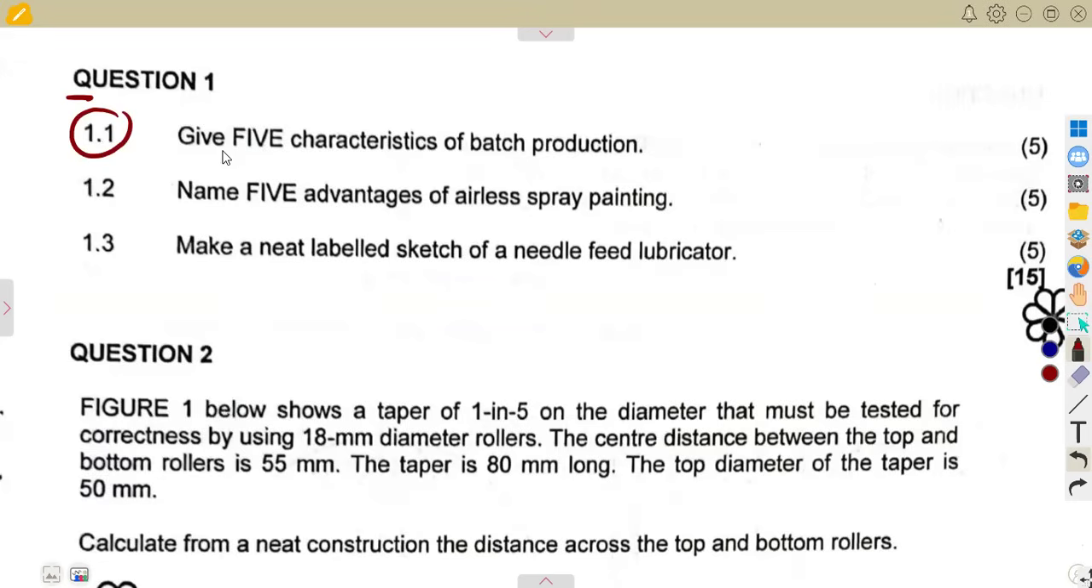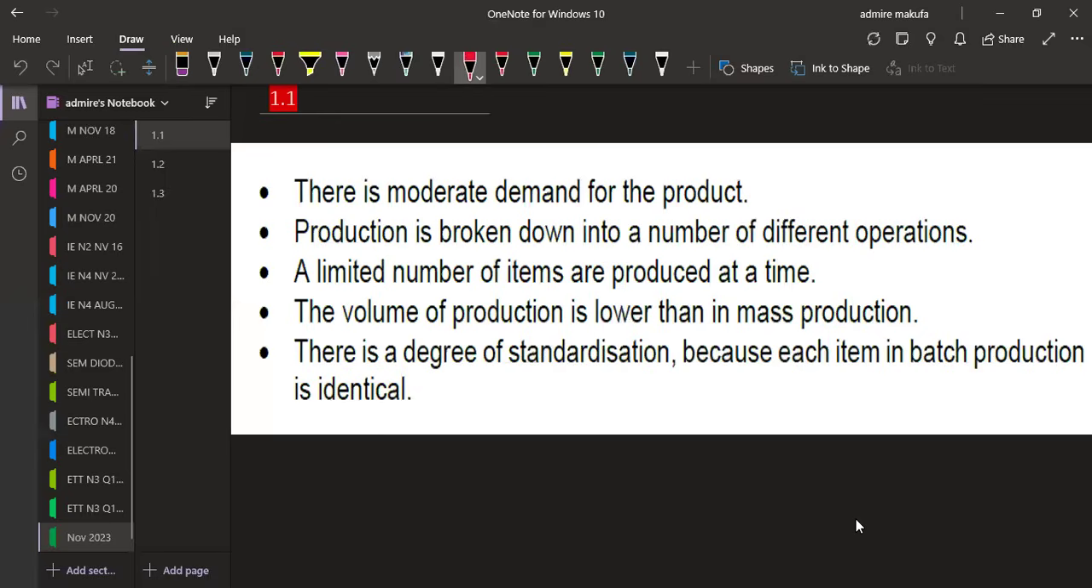We're asked to give 5 characteristics of batch production. When you're dealing with batch production, what are the characteristics that you are going to need? There is a moderate demand for the product. The production is broken down into a number of different operations. Also, a limited number of items are produced at a time, and the volume of production is lower than mass production.